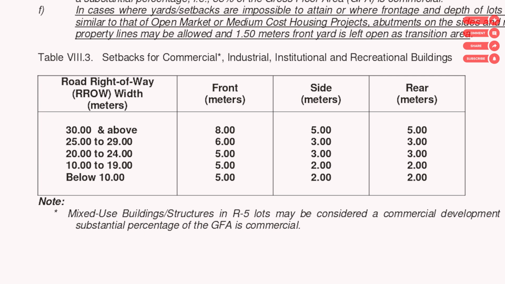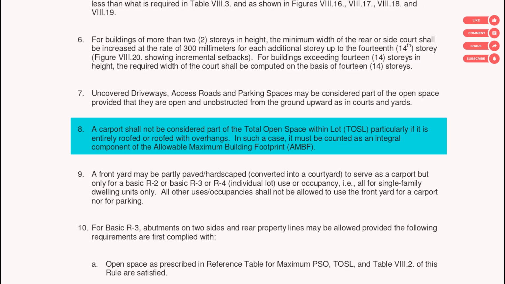You'll see though that the front setback and the side and the rear, nagbabago-bago sila, minsan 8, minsan 6, minsan 5. Why? Depending on the size of the road right of way. Kung gaano kalaki yung kalsada serving the property, the size of that road determines how big the setbacks will be. The larger the road, say 30, the larger the required setbacks, 8, 5, 5. The smaller, say 10 or below 10, the smaller the required setbacks, 5, 2, 2. So that's how you read this thing.